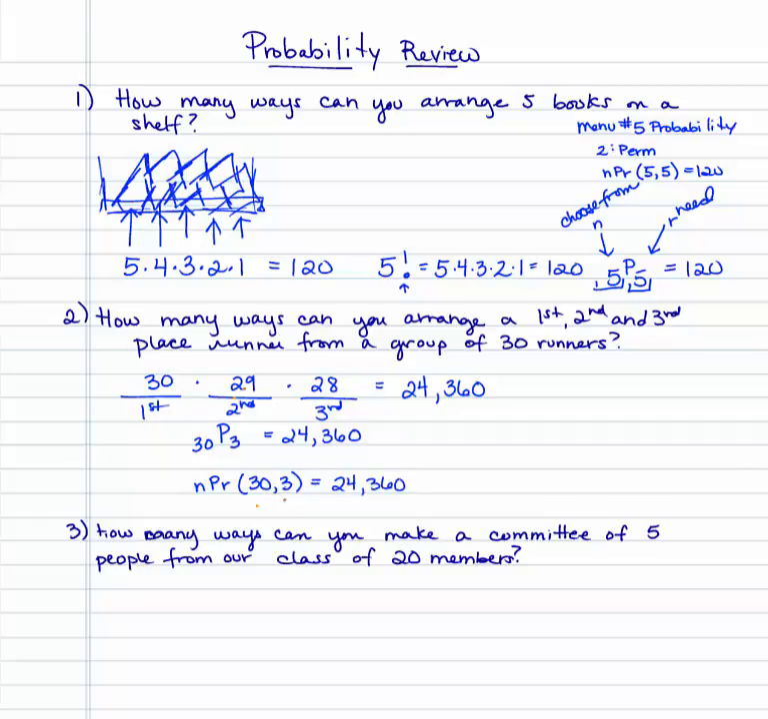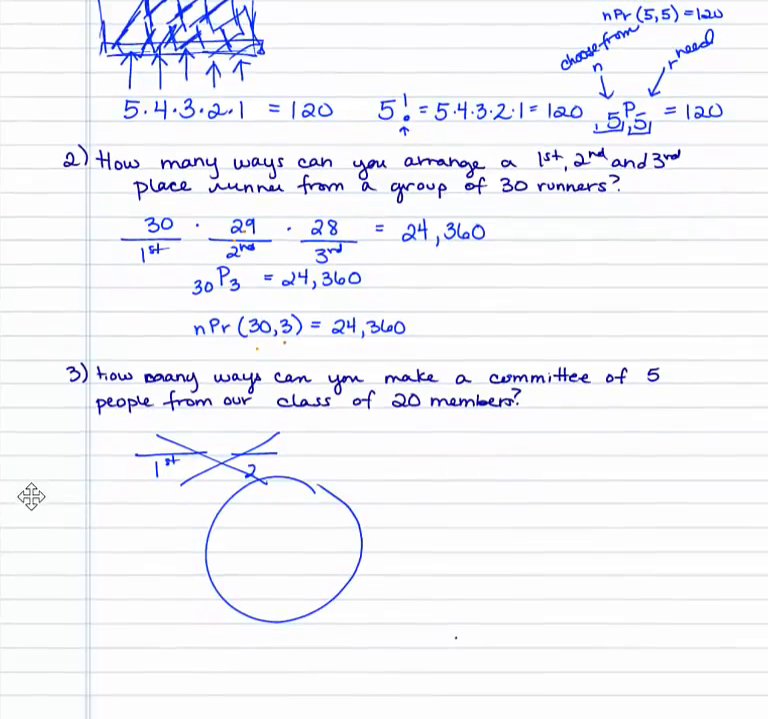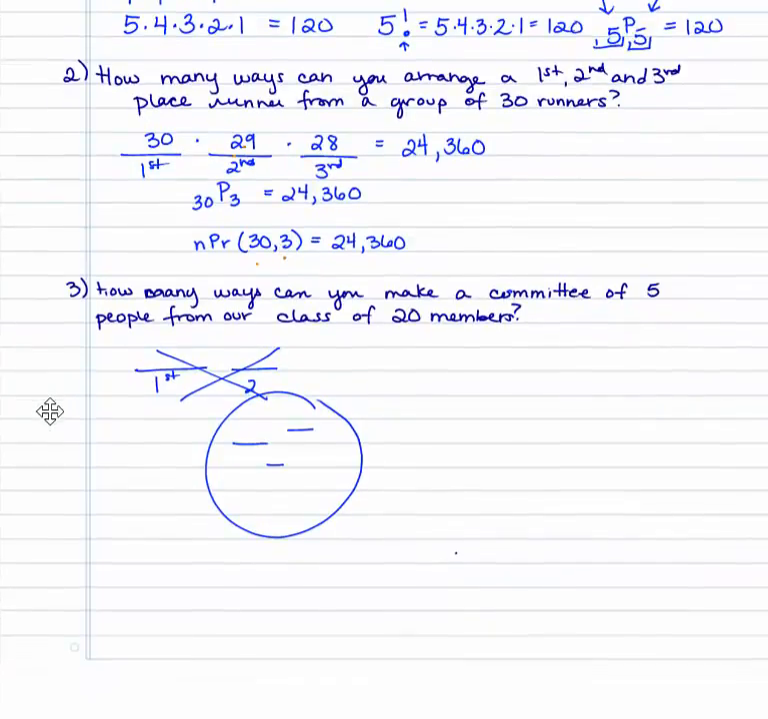Now, this is a little bit different in the third problem. How many ways can you make a committee of 5 people from our class of 20 members? So when you think of a committee, it doesn't matter if they're in the first spot or the second spot. That doesn't really matter with a committee. You're making a group of 5 people. So those 5 people, no matter who I pick, are part of my group that I'm picking, my committee. It doesn't matter if I pick them first, second, third, fourth, or fifth. I'm picking 5 people.